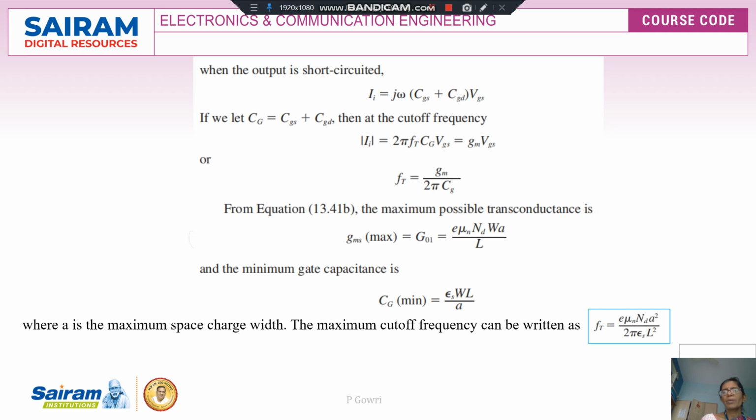The maximum possible transconductance is given as Gm max is equal to q mu n Nd W a divided by L, and the minimum gate capacitance is given as Cg minimum is equal to epsilon s W L divided by a, where a is the maximum space charge width. The maximum cutoff frequency can be written as fT is equal to q mu n Nd a squared divided by 2 pi epsilon s into L squared.